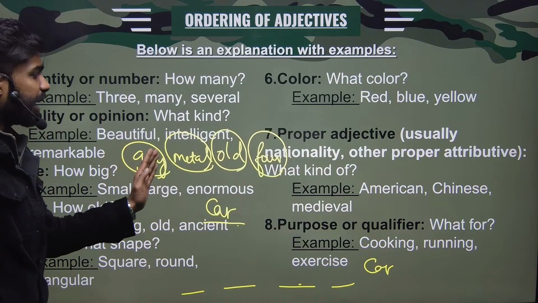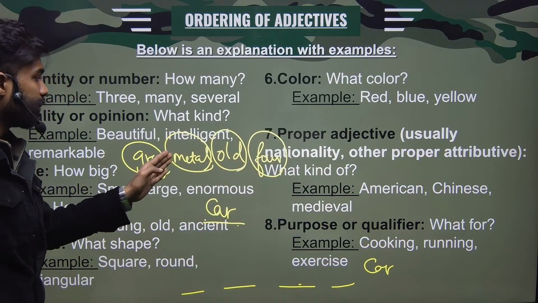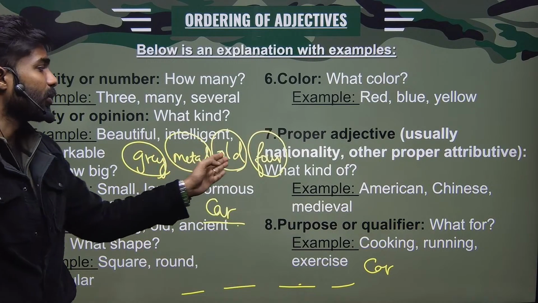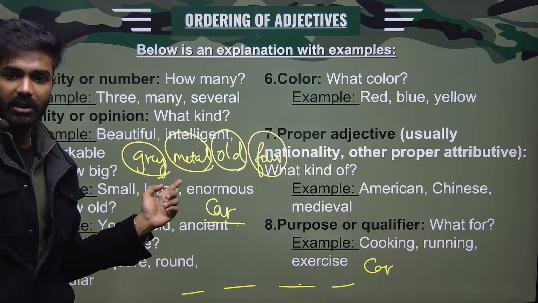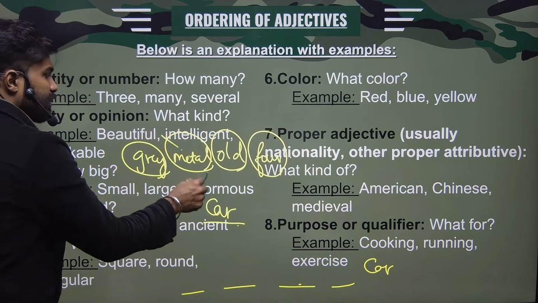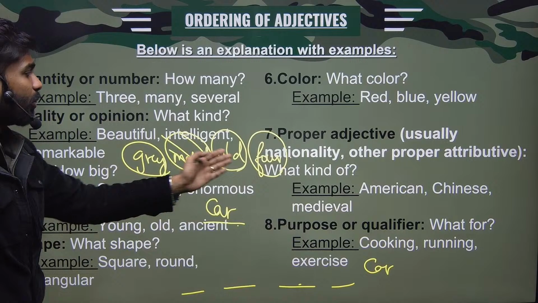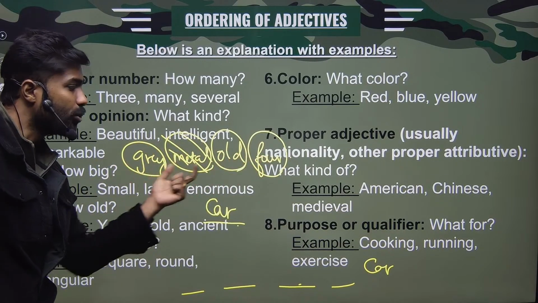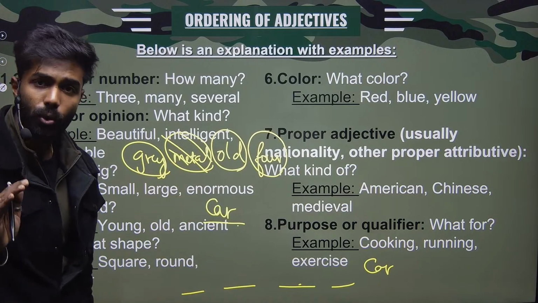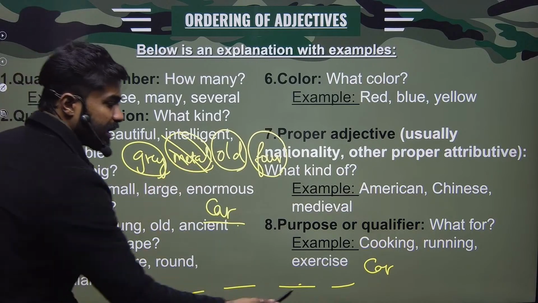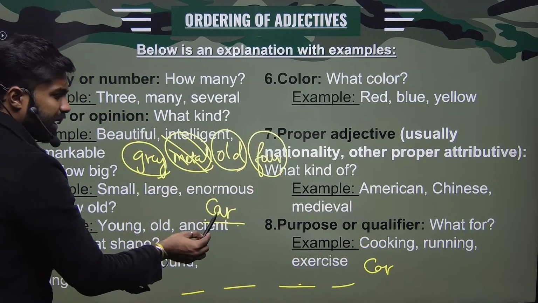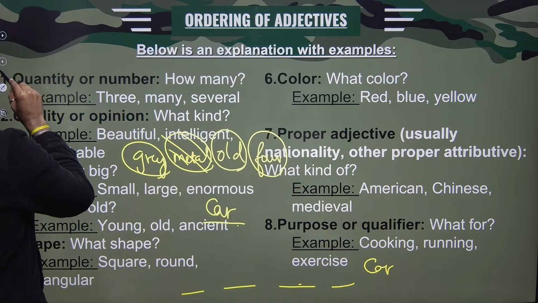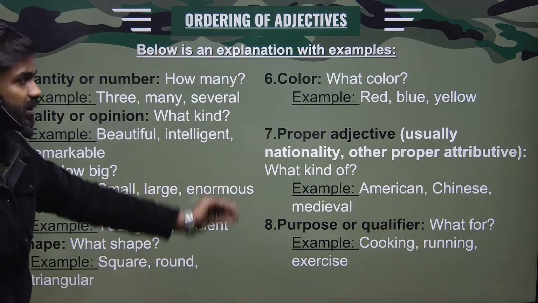So is it gray metal old 4 car, or 4 old metal gray cars, or old metal gray 4 cars, or 4 gray metal old cars? These are all my adjectives. Gray old 4 cars, or 4 old gray cars, or old gray 4 cars. I don't know how to order these, right? So there is a rule for ordering these adjectives. This slide will help you to order the adjectives.